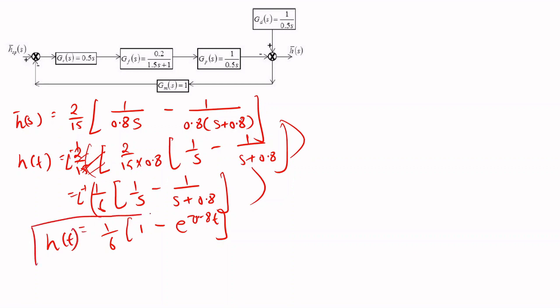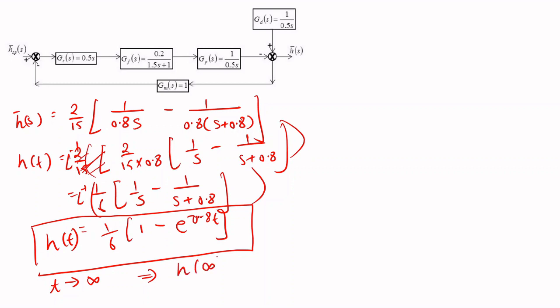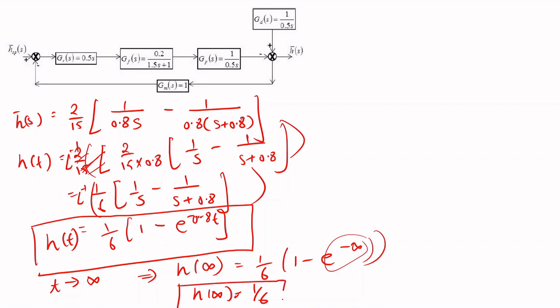So over here we have our output equation, h of t equals 1/6 into (1 minus e raised to minus 0.8t). To find the final value we can simply put t tends to infinity, and we will have the value of h at steady state, or the ultimate value, as 1/6 into (1 minus e raised to minus infinity). So this will become 0. That is the ultimate value: h at infinity is 1 by 6.